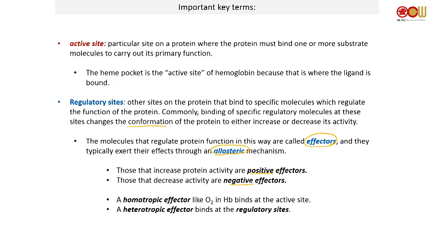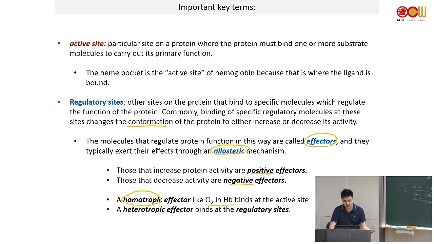You can also have a homotropic effector, like oxygen in hemoglobin. That's homotropic. It means that this particular effector binds at the active site. After it binds to the active site, it causes some kind of conformational change, and then it alters the protein's activity. Heterotropic effectors bind at the regulatory sites. So yeah, that should be pretty straightforward.